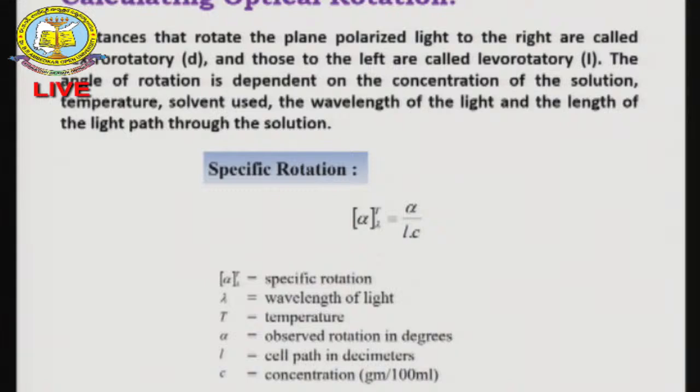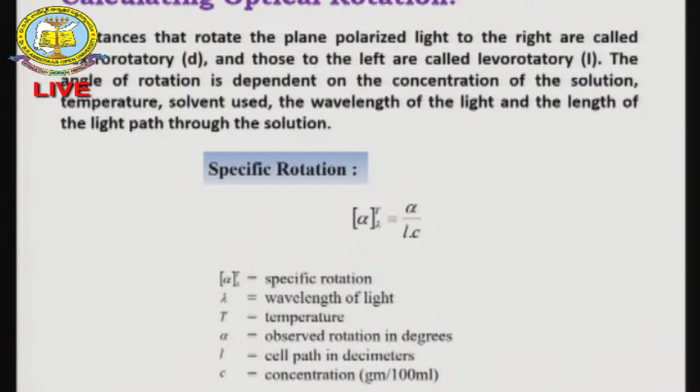And generally the specific rotation calculation is done by using this particular formula. We can see the formula: it is alpha with suffix T and lambda, equal to alpha over LC. Here lambda, mentioned in the bracket, and T as suffix, so lambda indicates the wavelength of the particular light, and T is the temperature.